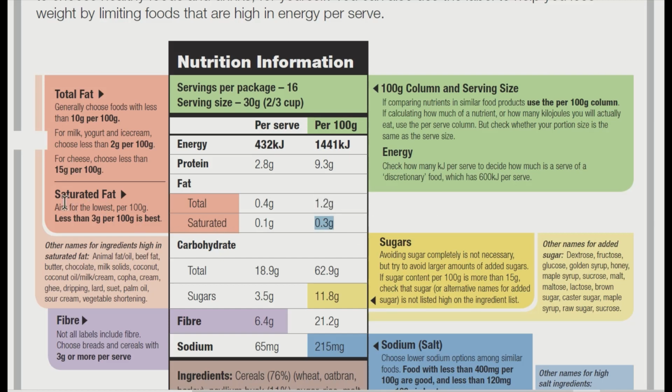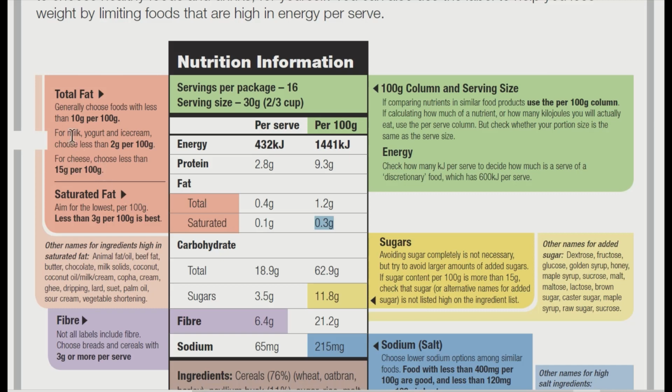This guide tells us what an acceptable amount of saturated fat is in a food product. If we look over here, if it's saturated fat, we should be aiming for less than 3 grams per 100 grams. This is 0.3 grams, and therefore it is an acceptable level.